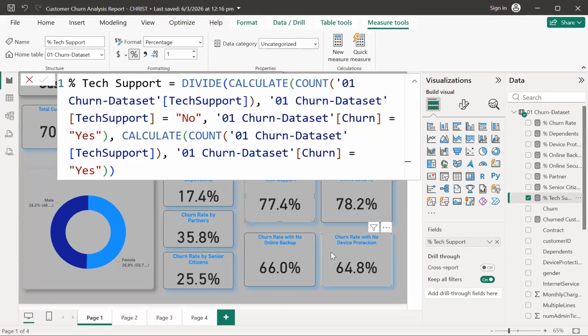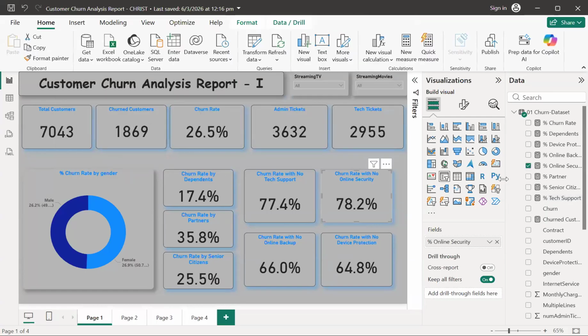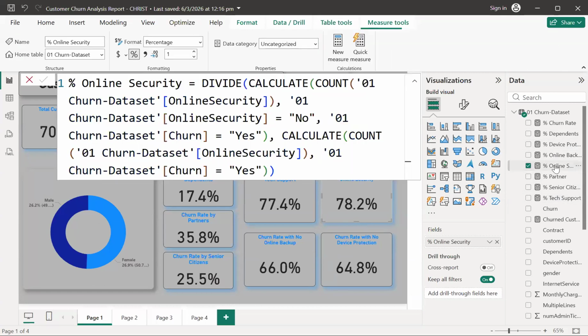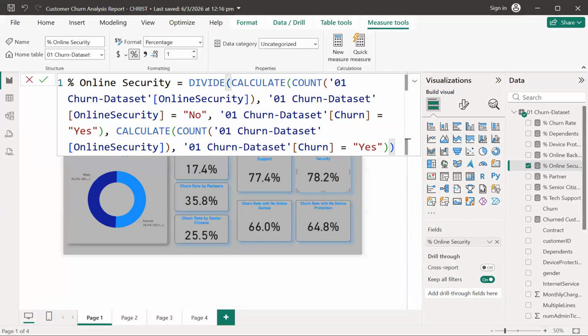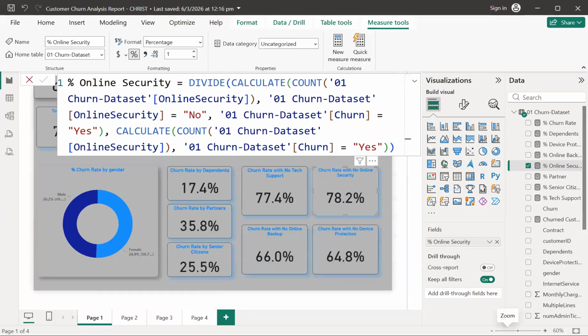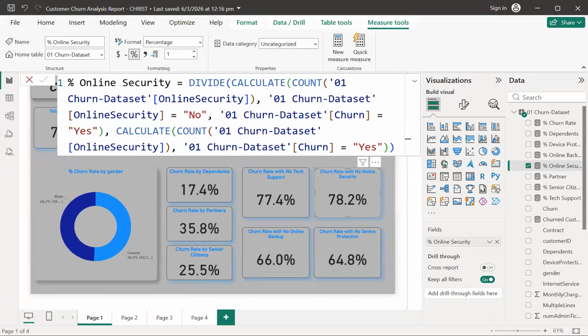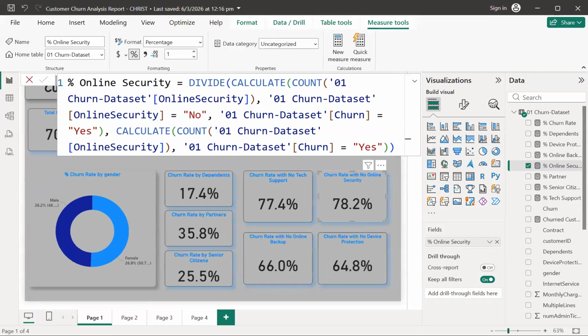I want to see the KPIs. The formula is hiding. KPIs means the second one. The others are the same: with no technical support, then with no online security, what should be the churn rate? Then you have no online backup, and finally no device protection.